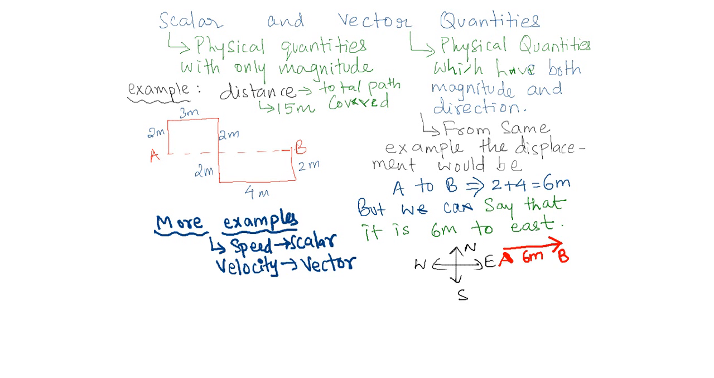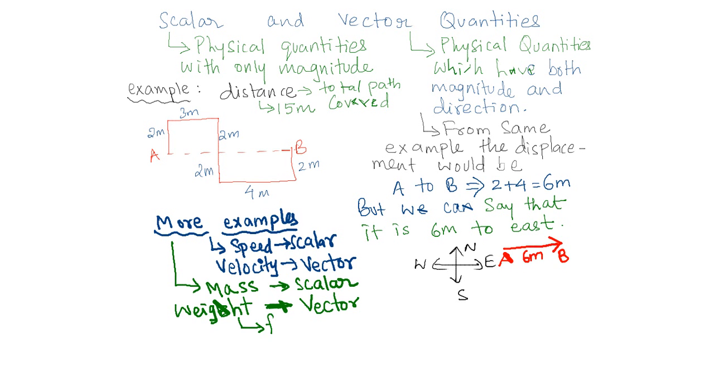We could also have another one like your mass, which is scalar, and weight, which is a vector quantity. Why? Because weight is also a force.